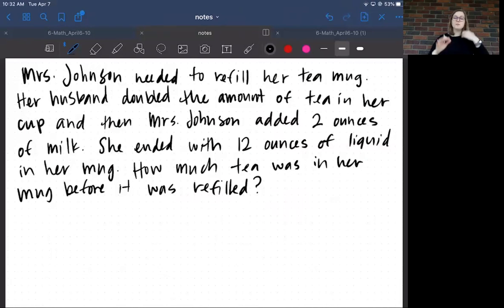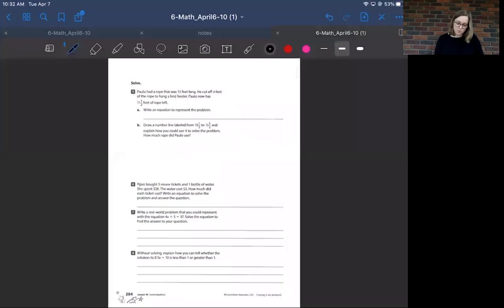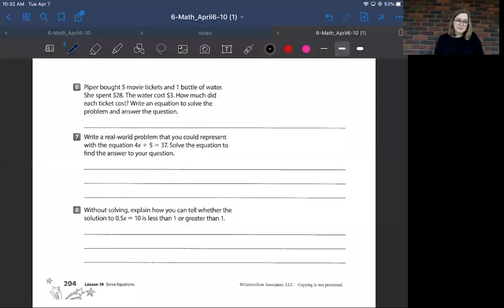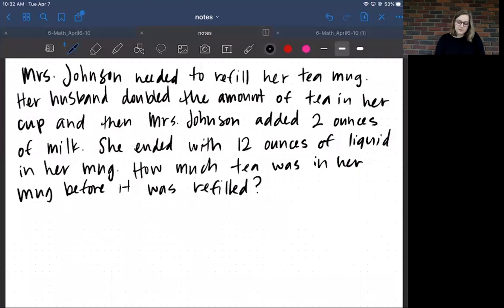Okay, so this one is a little bit trickier, and you're going to see that on page 204, there are some questions, specifically 6, 7, and 8, that are a lot like this question I'm going through right now, and they're harder than what we've done in class. So that's why I wanted to go over one similar to it.